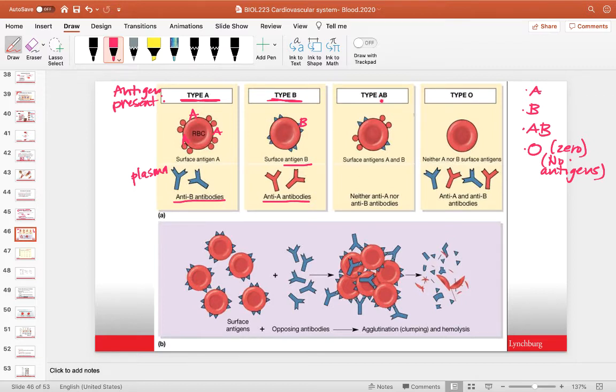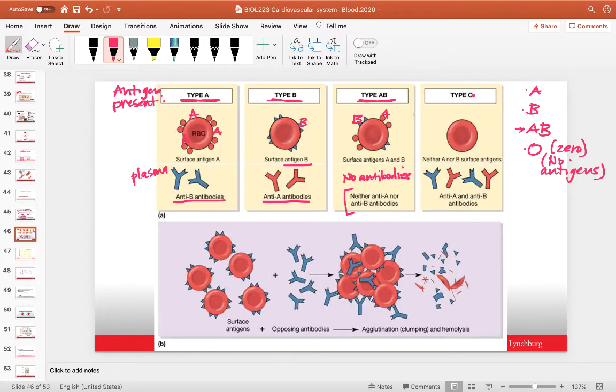Now, in the case of type AB blood, so here's this scenario here, right? Now, what we have here is both type A antigen and type B antigen on the surface of our red blood cell. So since this blood type has both antigens present, it is not going to see any antigen as foreign. It has both of them. So it is not going to have any antibodies. It has neither anti-A nor anti-B antibodies. So no antibodies present in this blood type.